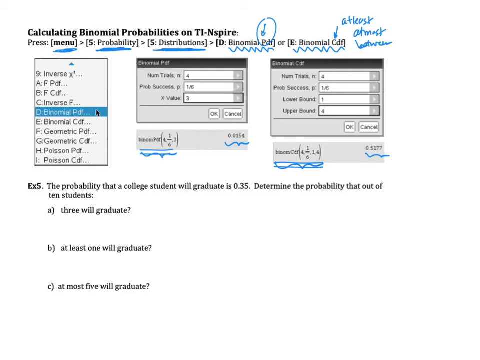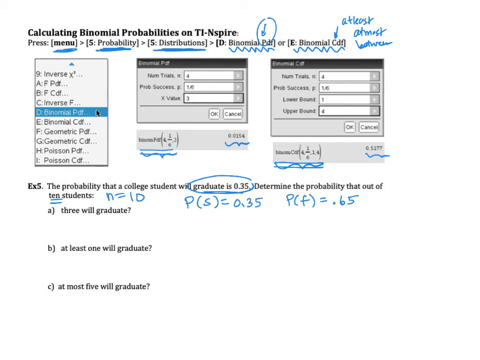So example 5, it says the probability that a college student will graduate is 0.35. Determine the probability that out of 10 students, so 10 is our N, and the fact that they will graduate is our success. So probability of success means probability of graduating. So probability of failure is then 0.65.